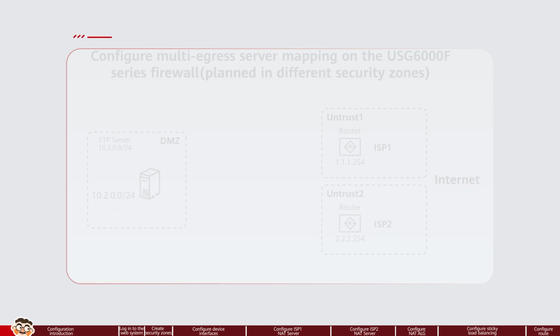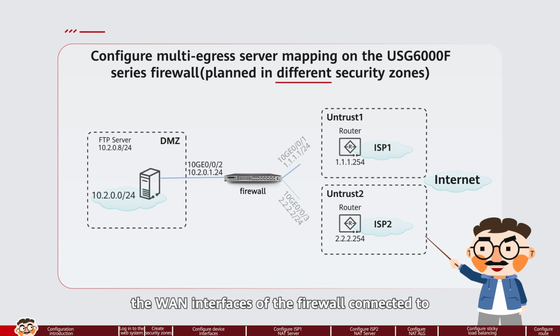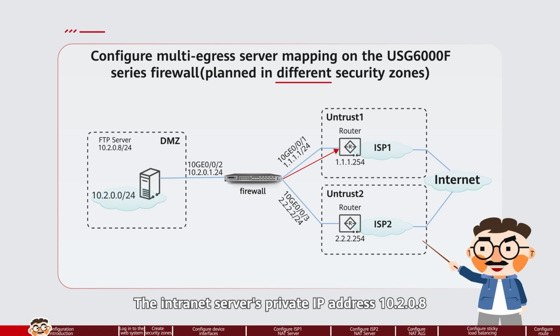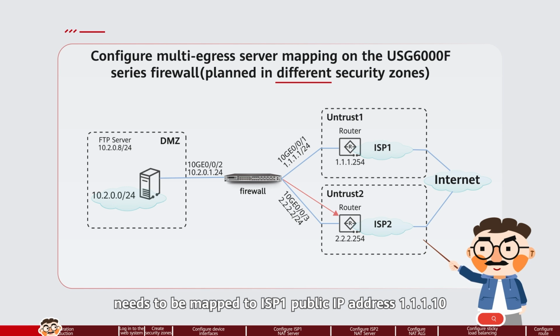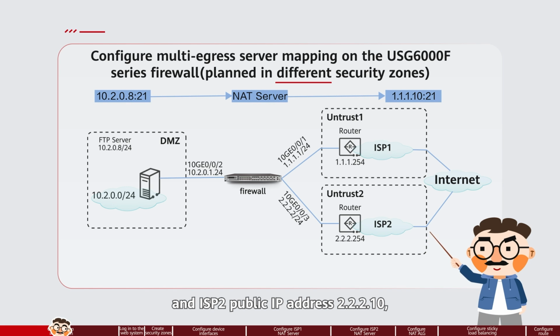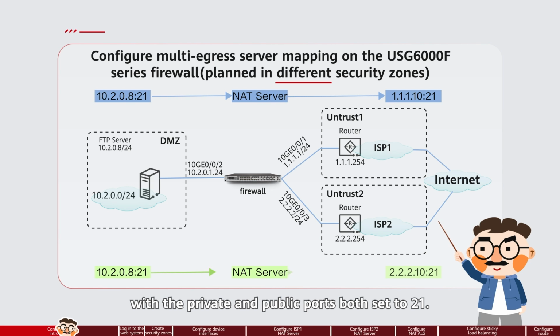In this topology, the WAN interfaces of the firewall connected to ISP1 and ISP2 are planned in security zones Untrust 1 and Untrust 2, respectively. The intranet server's private IP address 10.2.0.8 needs to be mapped to ISP1 public IP address 1.1.1.10 and ISP2 public IP address 2.2.2.10 with the private and public ports both set to 21.